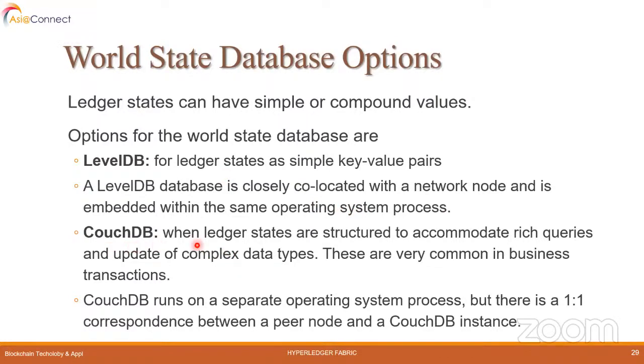But in the case of CouchDB, the ledger states are structured. As I told you, in the case of car2, you had a different ledger state. So this allows rich queries and updates for complex data types, which are very common in business transactions. CouchDB runs on a separate operating system process, but there is a one-to-one correspondence between a peer node and a CouchDB instance, remember.